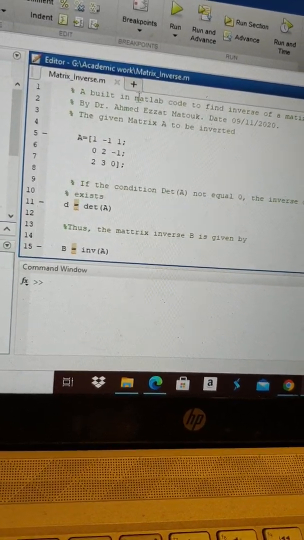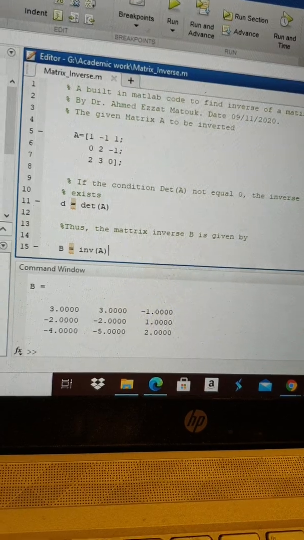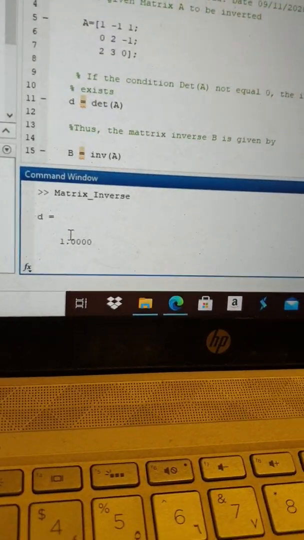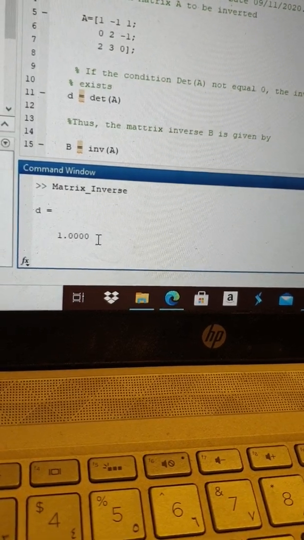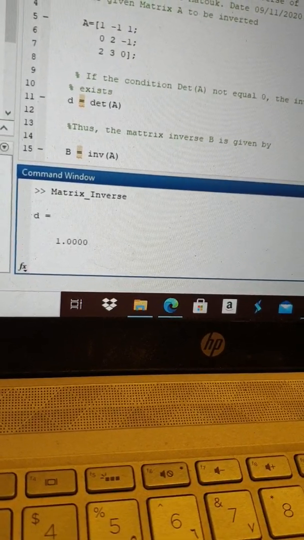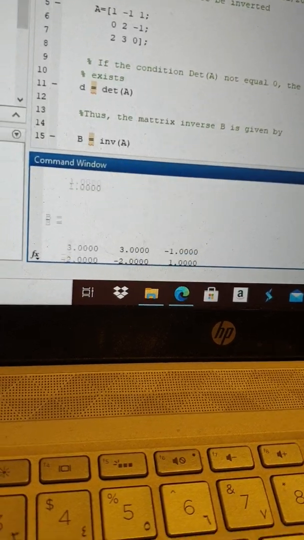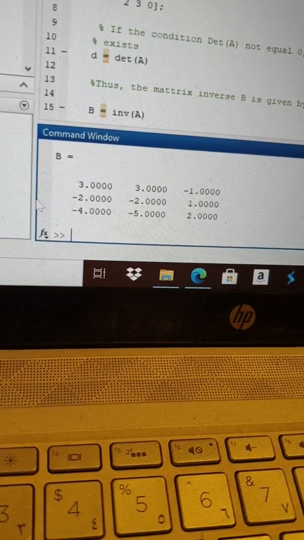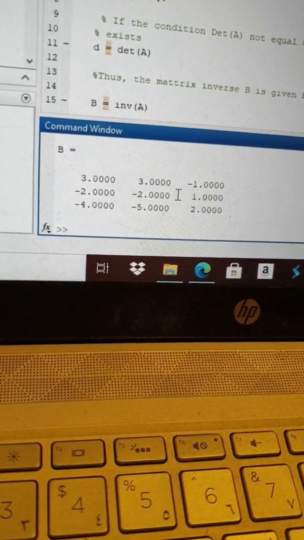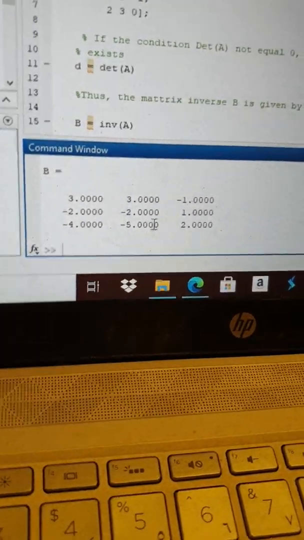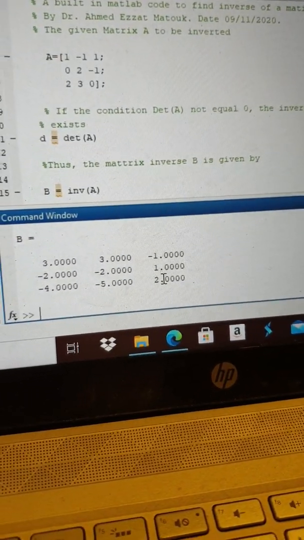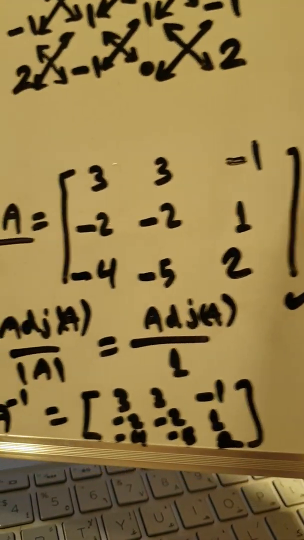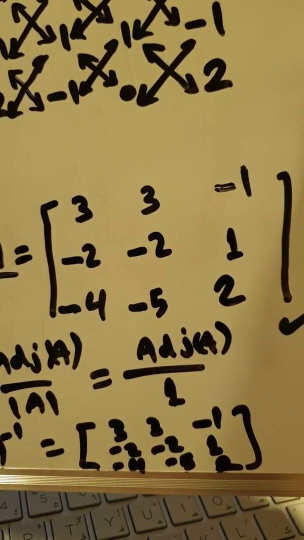So running this code easily, we have D equal 1, as we have already calculated in our previous calculation. So we expect the inverse of the matrix. It is B here, 3, minus 1, minus 2, minus 2, 1, minus 4, minus 5, 2. This is typically what we have already calculated in our previous calculation.